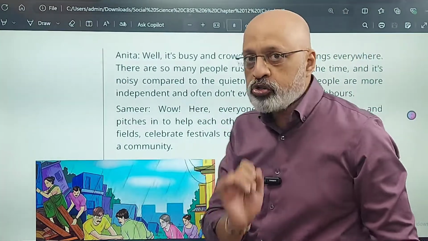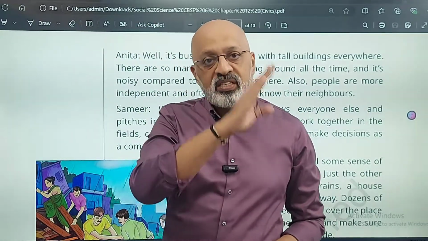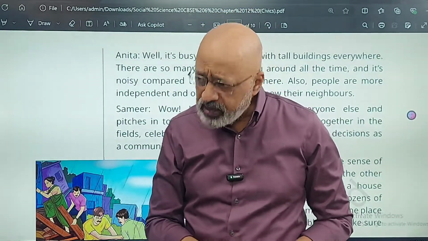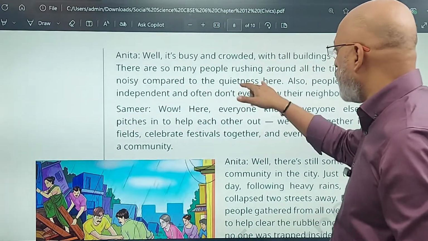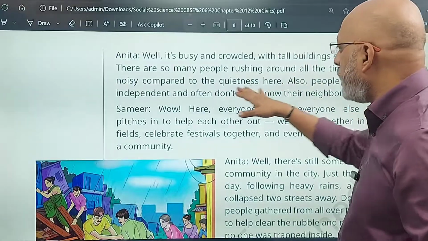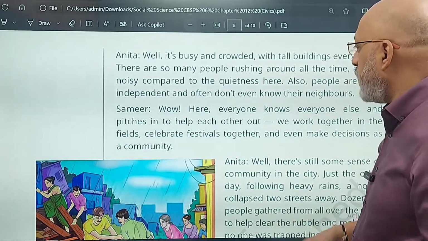So if you are asked a question based on this story, mark out the differences between city life and village life, you can mark this. The noise, whereas here it is very quiet. People here don't even know their neighbors in the cities, whereas in a village everybody knows each other.